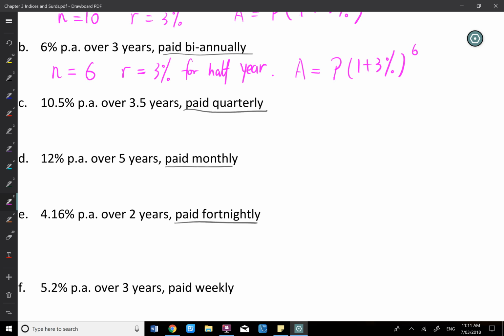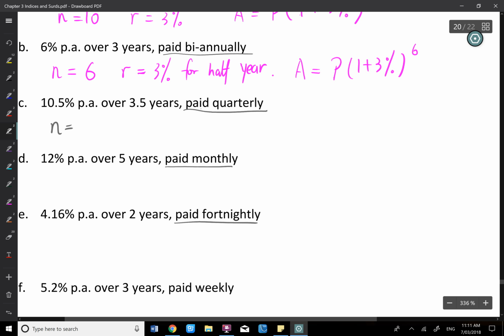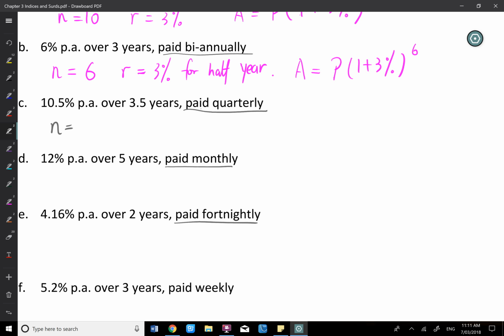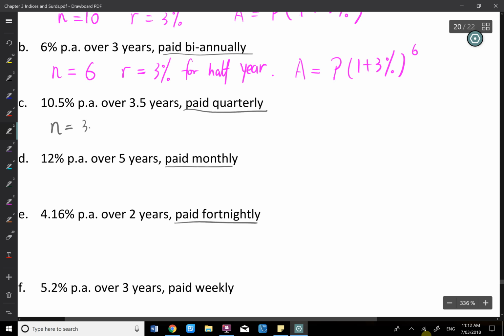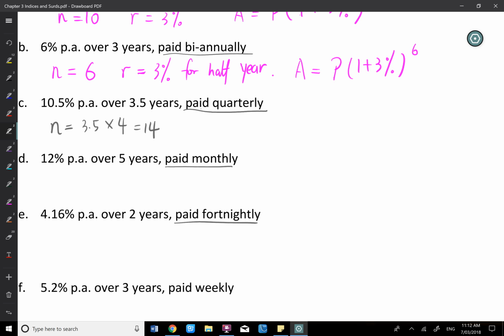Okay, next question. Paid quarterly. How many times do you get paid? 4, over 3.5 years. So 3.5 times 4. In 1 year you will be paid 4 times. So that's 14, you'll be paid 14 times. But we have to think about the interest rate. The interest rate for a whole year is 10.5%. What's the interest rate for a quarter of the year?